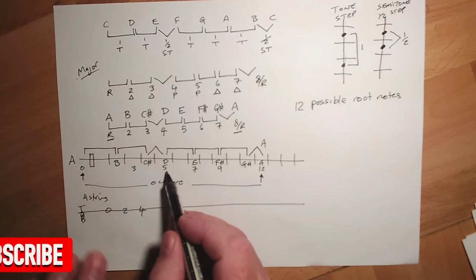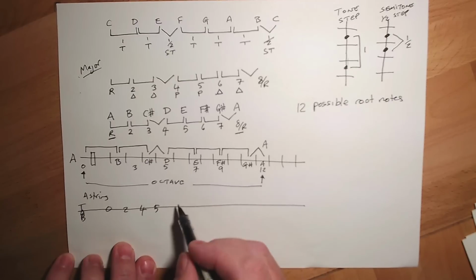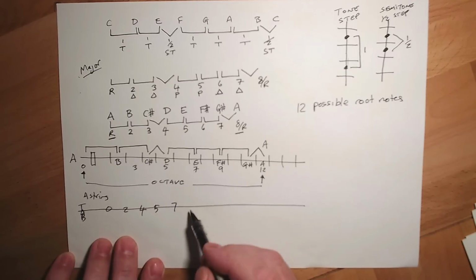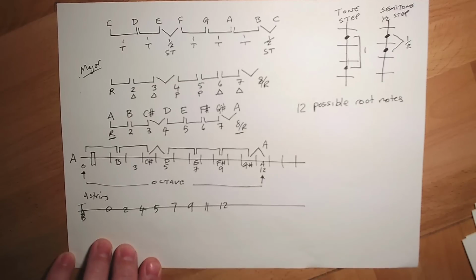Then we get this on fret 5. You can see it's helping me along there. Fret 5. Then we get fret 7. Then we get fret 9. Then we get fret 11, and then we get fret 12 to get all the way back to the beginning.